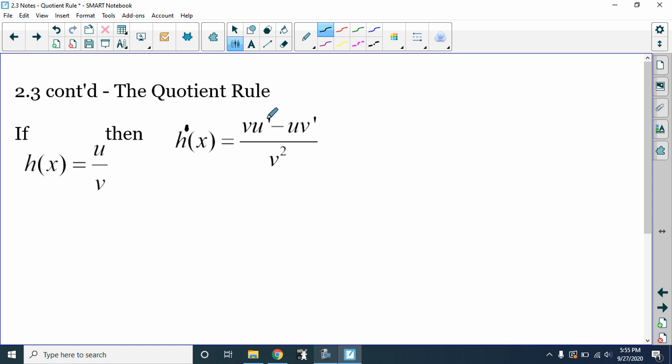We can find the derivative by doing v times u prime. So the bottom times the derivative of the top, minus the top times the derivative of the bottom, divided by v squared. So divided by the bottom squared.